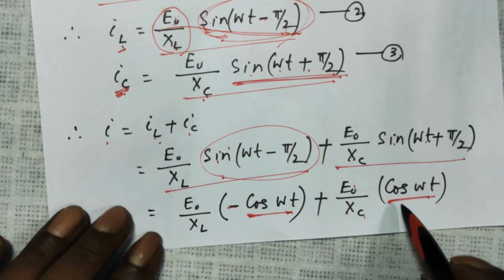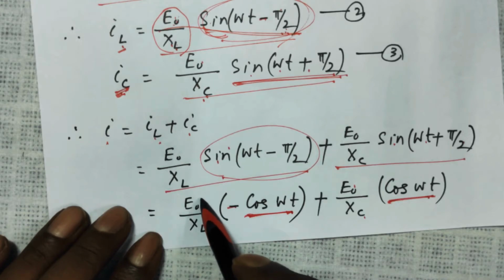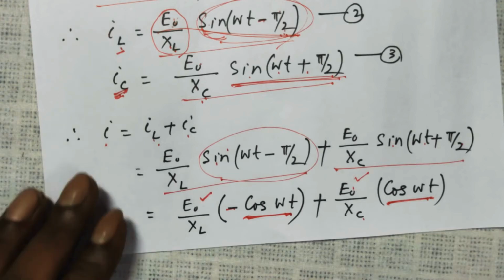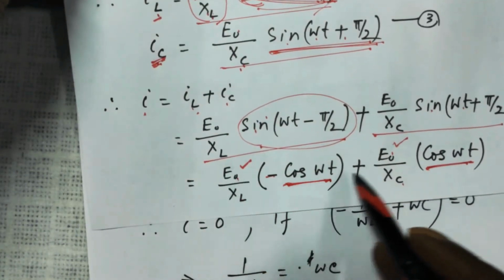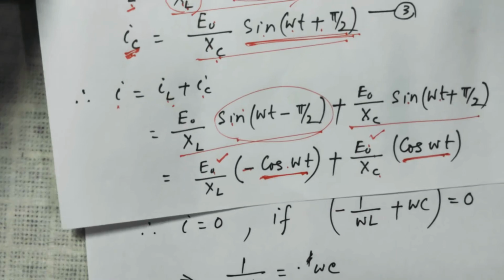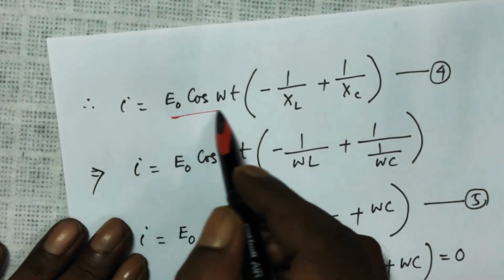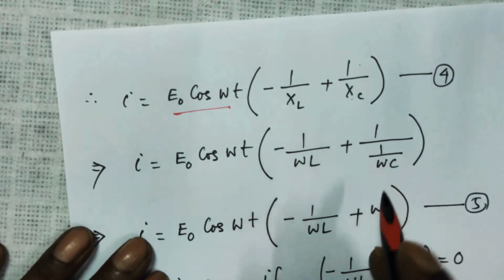Alright. So here we have a cos omega t term, here we have a cos omega t term, so that can be taken common. Here is E naught and here is also E naught, so that also can be taken common. Sorry, this is the first page. Now coming back to the second page, your E naught cos omega t is taken out common. So within the bracket I am left with minus 1 by Xl plus 1 by Xc.